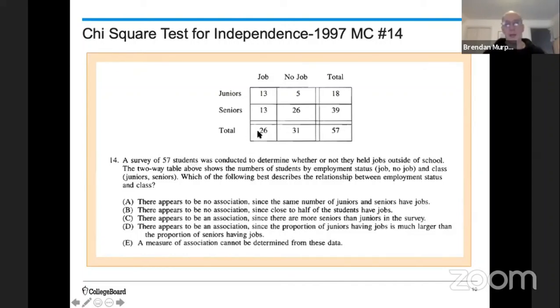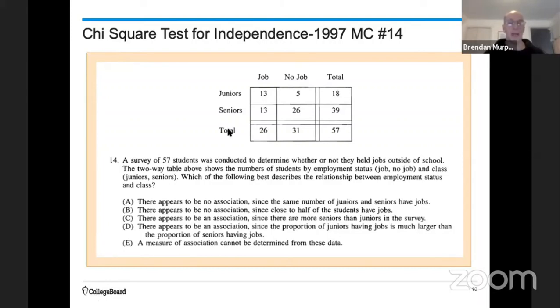So in this two-way table, they actually gave us what we call marginal totals out here in the margins. If those numbers aren't given to me, I'm probably going to just, as a math teacher, put them in. So sometimes those are given to you, sometimes they're not. So a survey of 57 students was conducted to determine whether or not they held jobs outside of school. Okay, so it looks like I'm comparing what class you are in at your high school versus your job status. So I'm comparing two variables. I assume these students all came from one school. And so this feels like a chi-square test for independence.